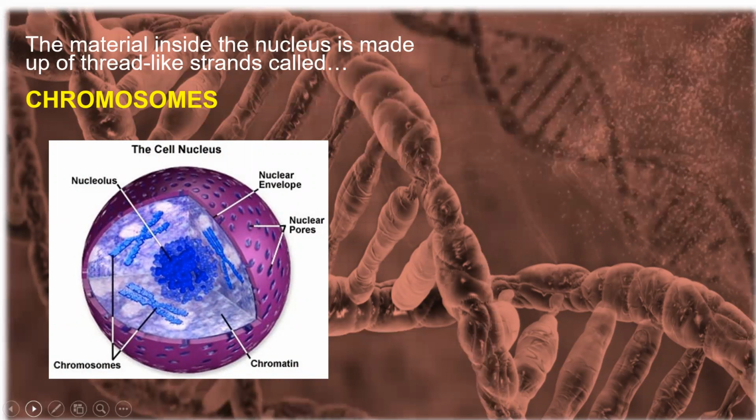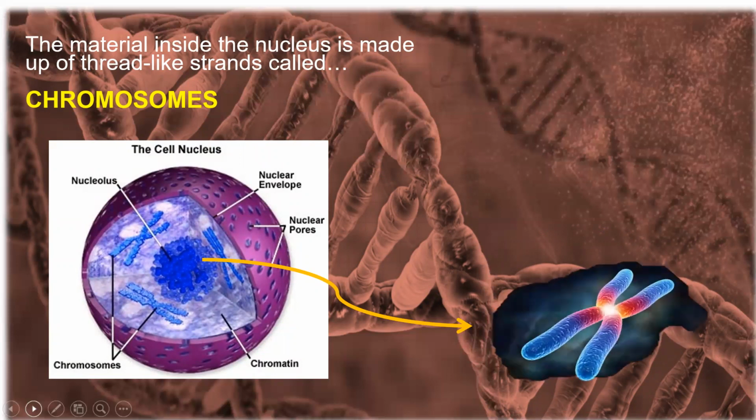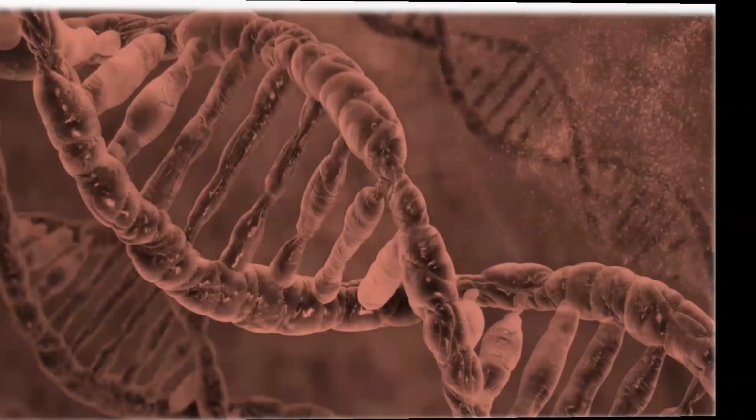This is the nucleus. Inside the nucleus, there are the nucleolus, chromosomes, chromatin, nuclear pores, and nuclear envelope. Inside this nucleus are the chromosomes. All right.